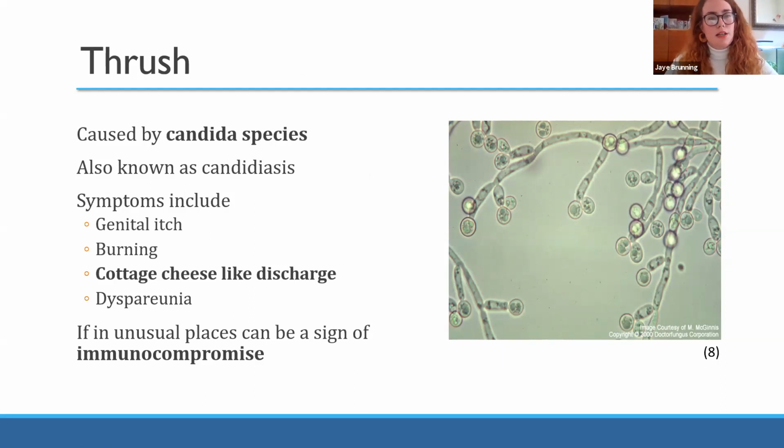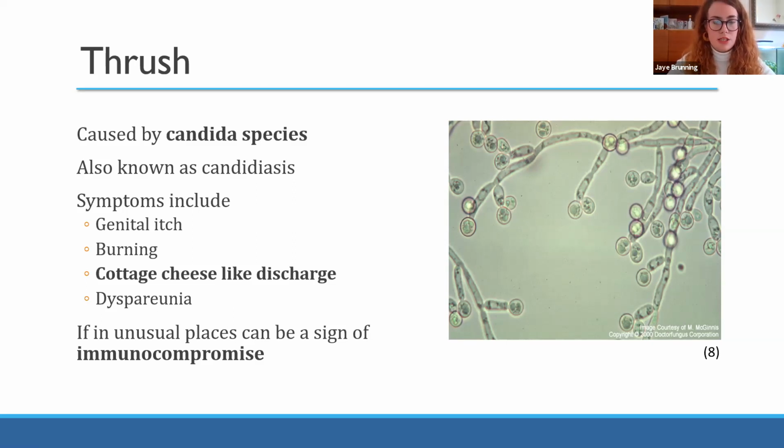So symptoms include genital itch, burning, cottage cheese-like discharge, so different to bacterial vaginosis, which is thin and malodorous. This is thick, and the patients are sore with it. And they also get pain on sex.